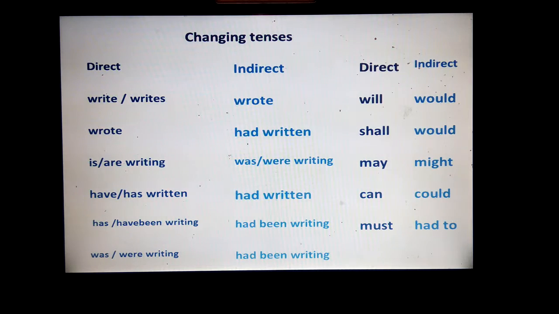And will, would, shall, would, may, might, can, could, and must, had to. We have to do changes if we want to change the sentence from direct to indirect. لازم نعمل التغييرات دي لو أنا بغير من كلام مباشر إلى كلام غير مباشر.